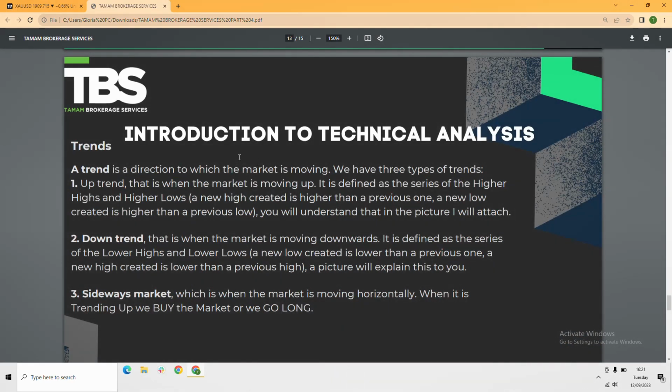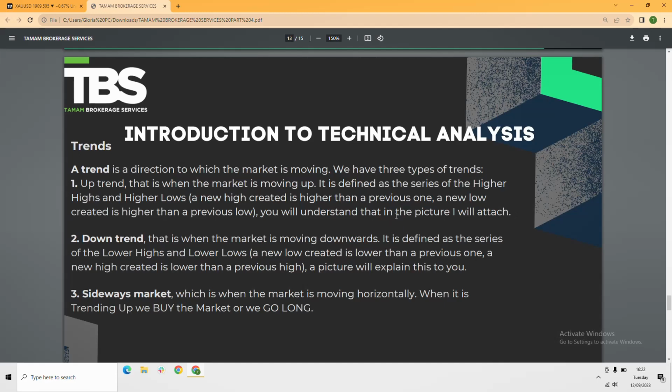So here we're having a brief introduction to technical analysis. It may have seemed like we had already dived into technical analysis, but there's a little bit more that you have to look into to critically understand it. So in technical analysis, we have what we call trends. A trend is a direction to which the market is moving. We have three types of trends. We have an uptrend, that is when the market is moving up. It's defined as a series of higher highs and higher lows. We always find a new high being created, and a new low created is higher than the previous low.